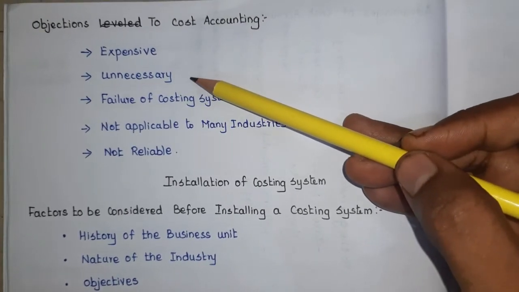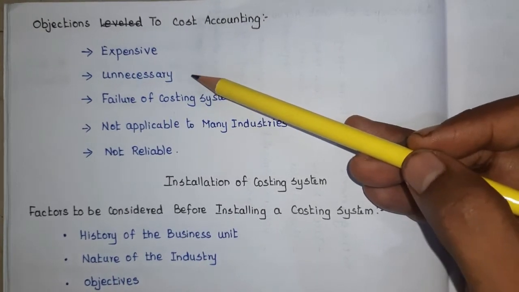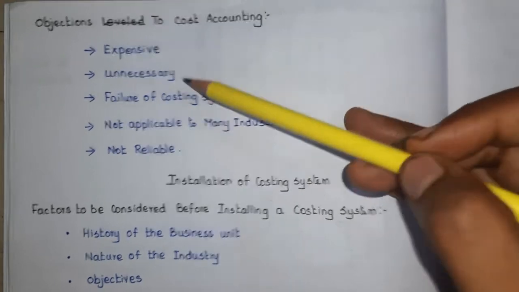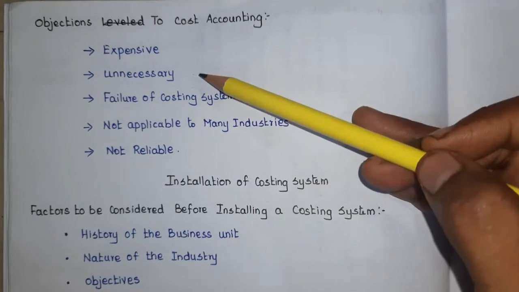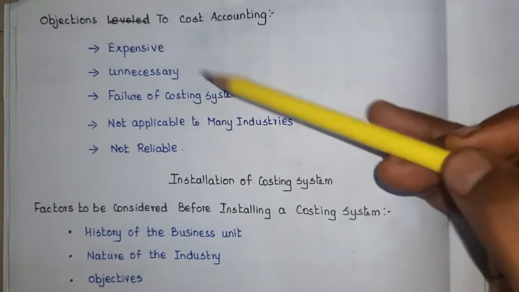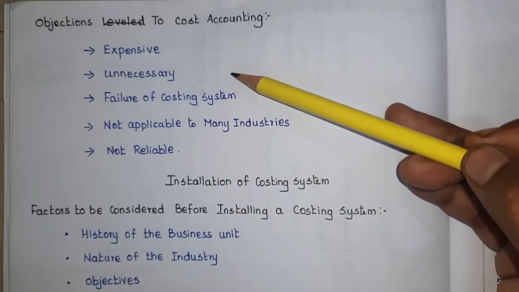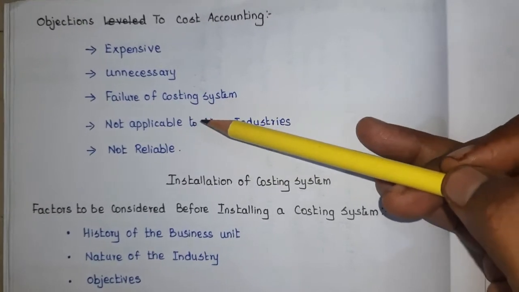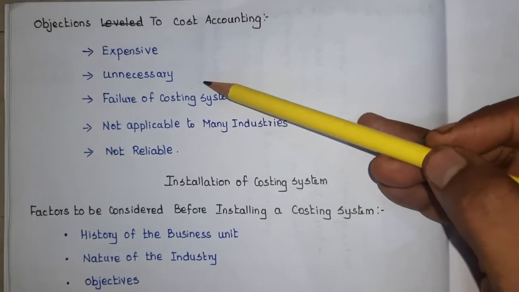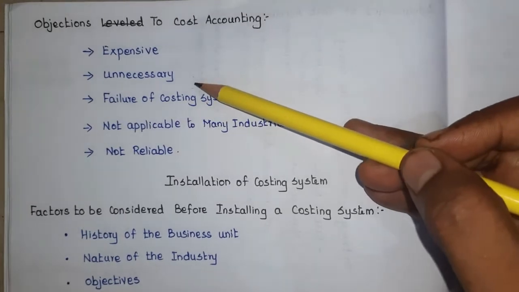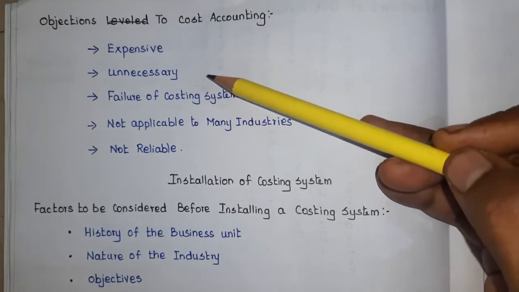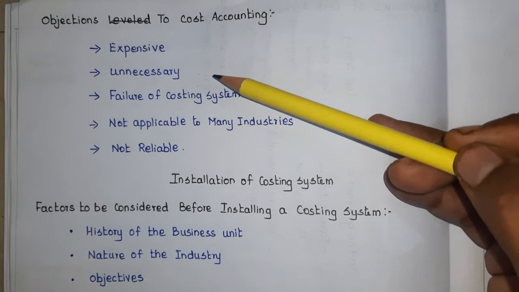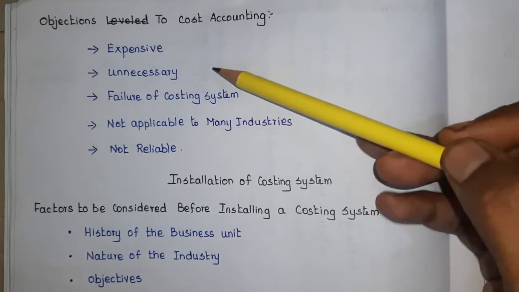The next point is, it is unnecessary. It is argued that costing is a recently originated subject and that many industries have prospered well and are still prospering without cost accounting. Therefore, this system is unnecessary. This criticism is raised due to lack of understanding of the objectives and advantages of cost accounting which we have seen before.